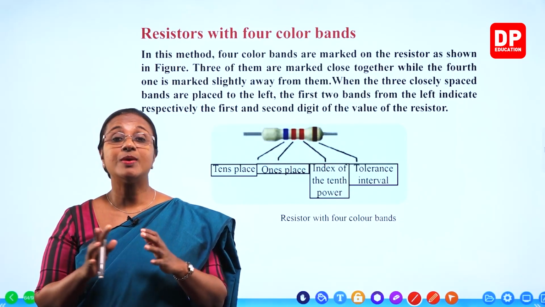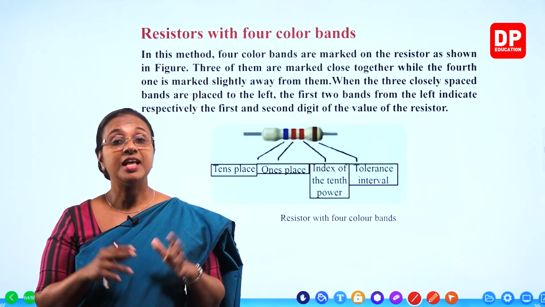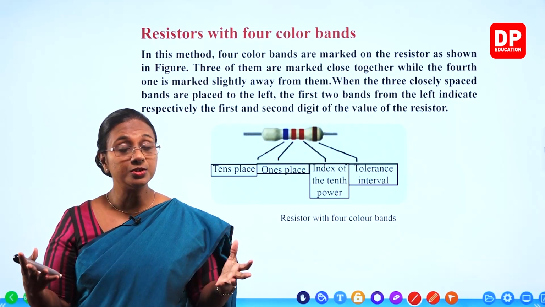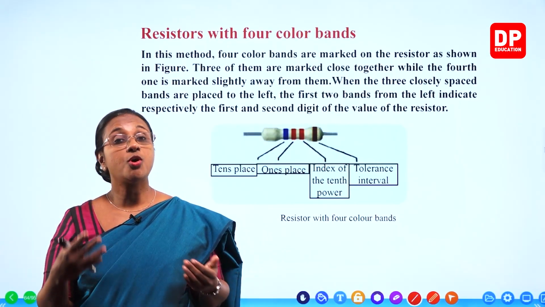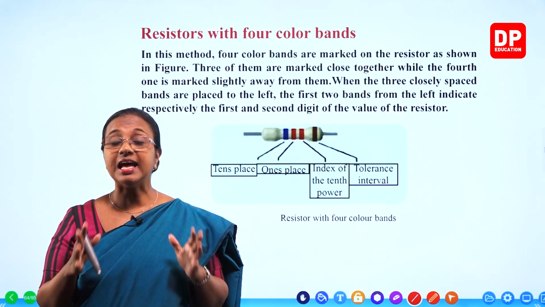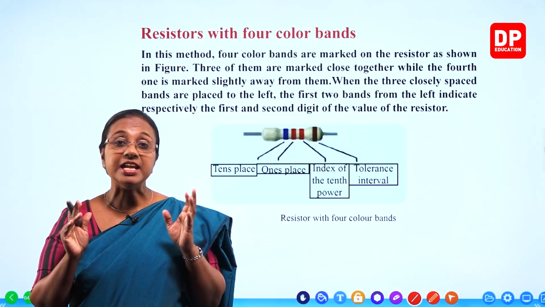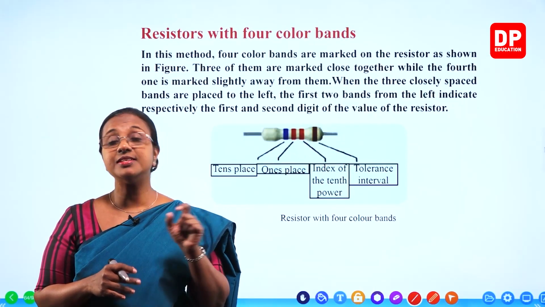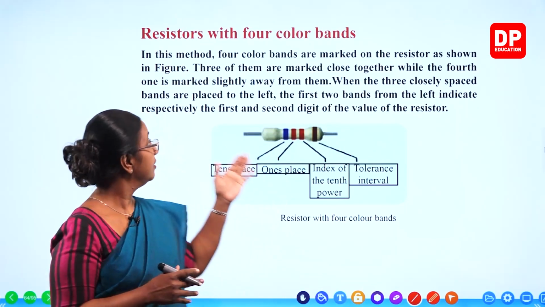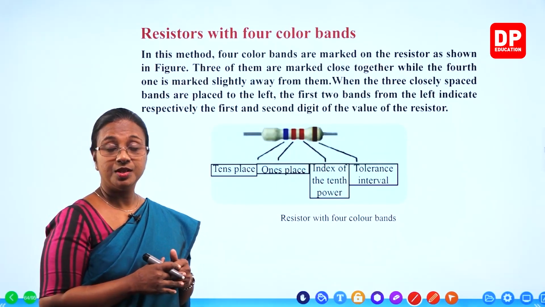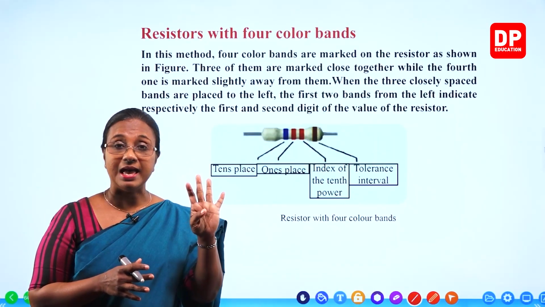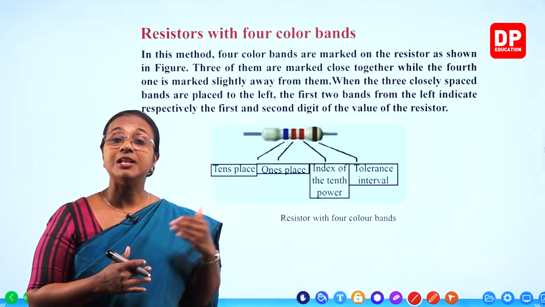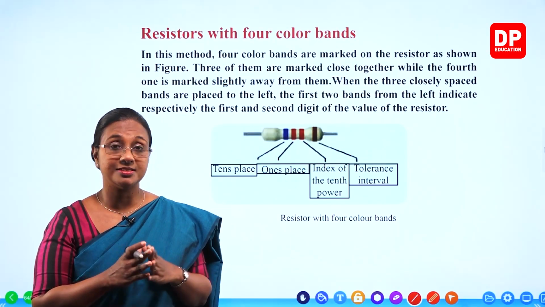So I discussed what fixed value resistors are. They have a fixed value, say 5 ohms, 10 ohms, 1000 ohms, 12,000 ohms or 1.2 kilo ohms, like that. They have a fixed value. And usually, to know the resistance of a fixed value resistor, we use a color band. Normally there are 4 color bands marked on a resistor, and using that we will be able to calculate the resistance value.